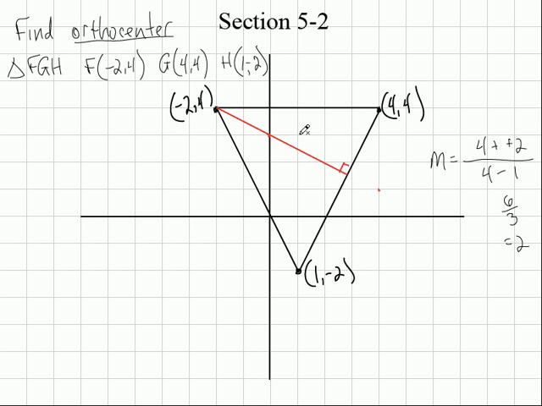So let's do this. This might be an easy one since this is vertical right here. Look, this is horizontal, isn't it? -2, 4, and 4, 4. And if I want to draw from this vertex perpendicular to this side, basically just what kind of line do I have to draw?